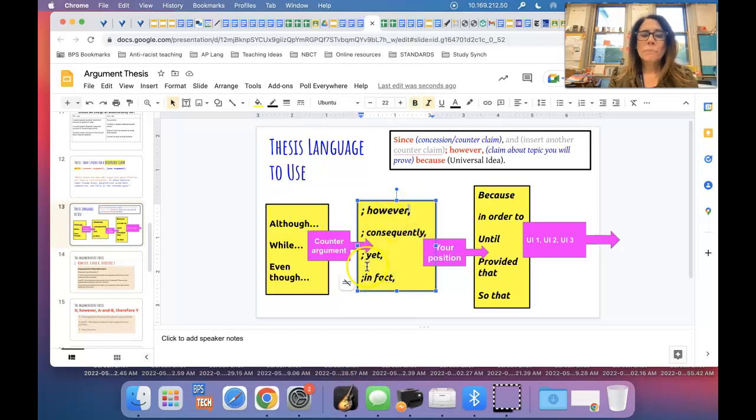You don't have to memorize all of these. You could just choose one. While, in fact, right? Just memorize that one. And then every time you write your thesis on the exam, you would begin while, semicolon, in fact, comma, your position, because 1, 2, 3, universal ideas.